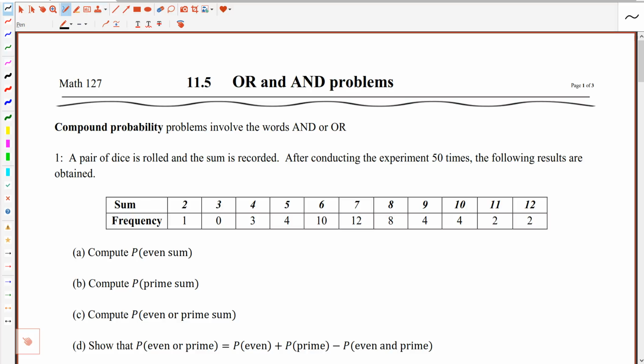In this next section, we're going to start looking at probability problems that are a little bit more complicated because they involve the words "or" and "and" inside the probability. So we're going to learn how to tackle those.